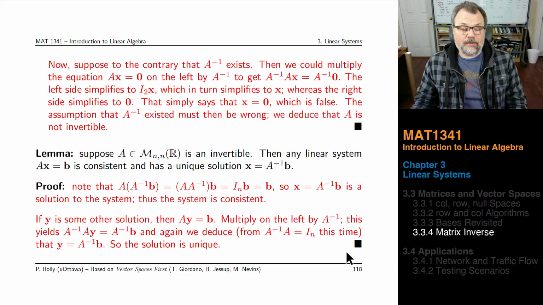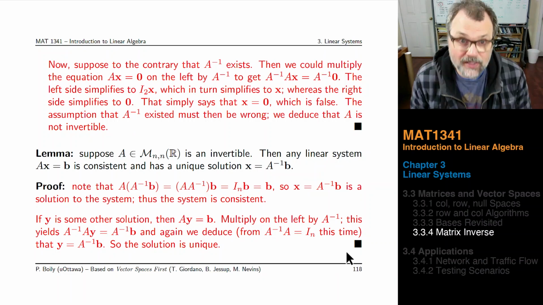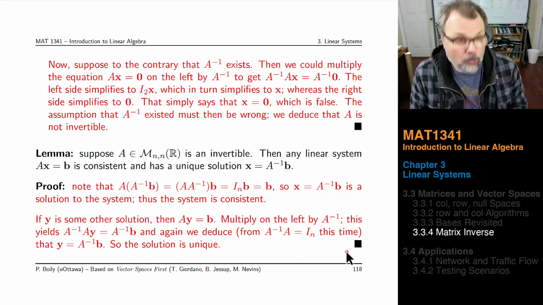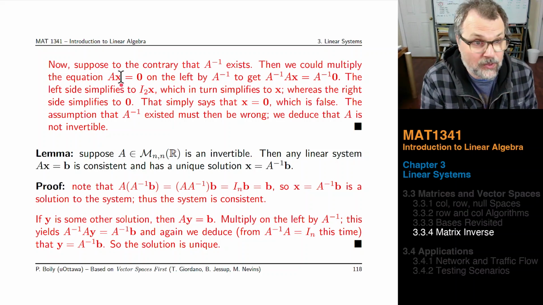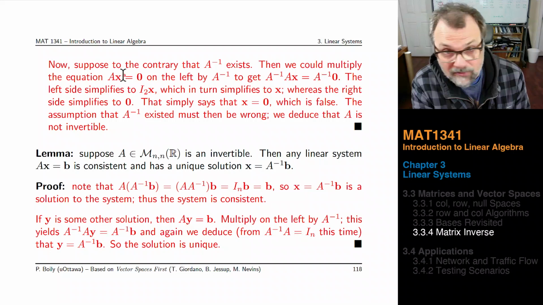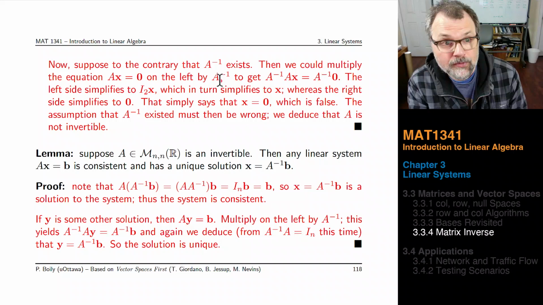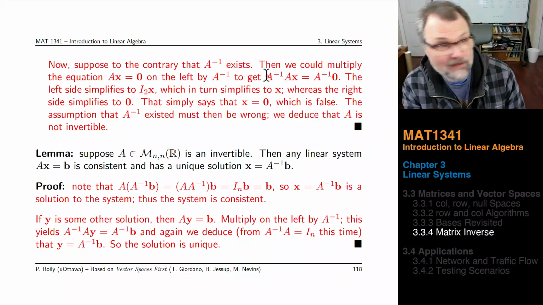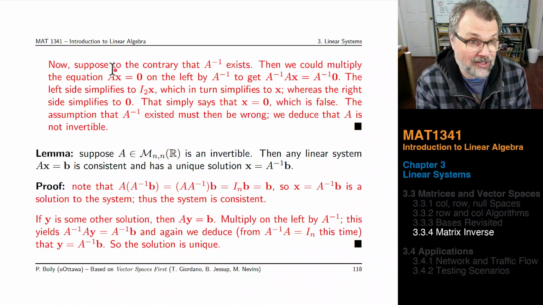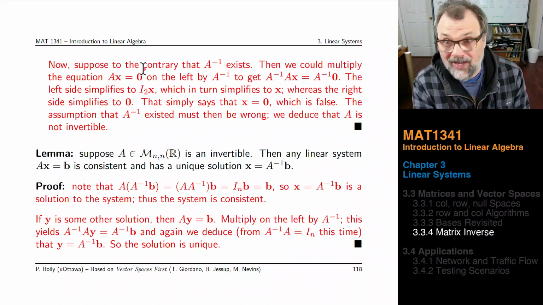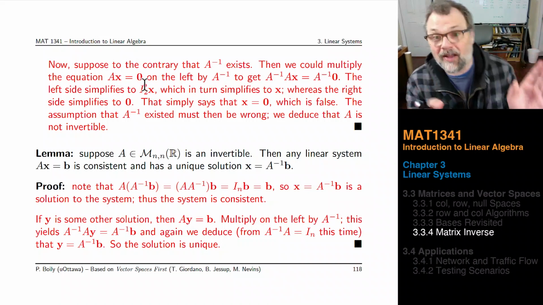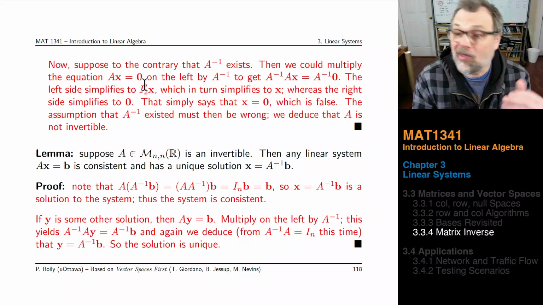Well, what does that give us? If A inverse existed, then you could multiply the equation that we got, the equation Ax equals 0. And here, remember, x is a specific vector, not something that we're trying to find. You could multiply it on the left by A inverse. But when I say multiply on the left, you have to be careful. I'm not talking about multiplying the left-hand side and the right-hand side separately. I'm talking about taking the full equation and multiplying both the left-hand side and the right-hand side on the left.